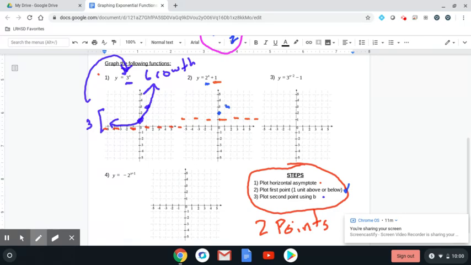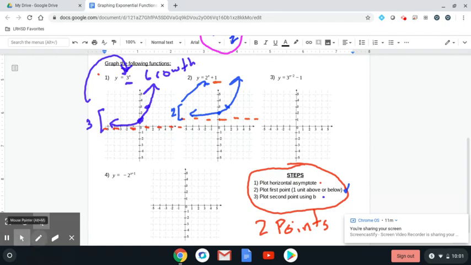All right, and again, that distance from your horizontal asymptote to that second point, that's your base number. So that distance is 2, which is, again, why our base number is so important. So now that you have those 2 points, you're going to connect them and form that exponential growth shape going up as you go over to the right.